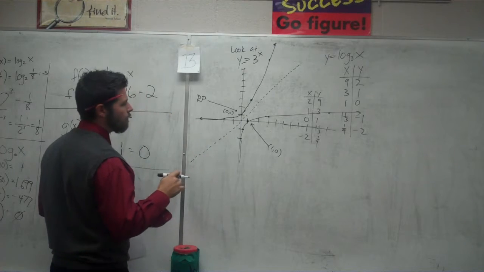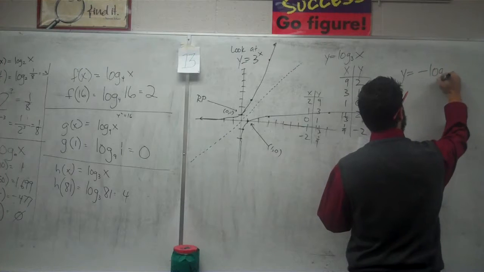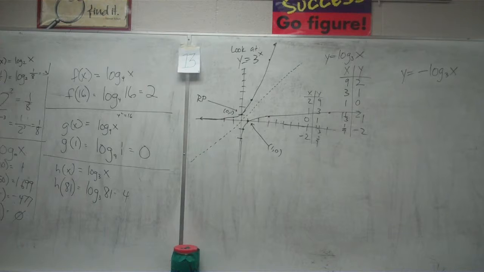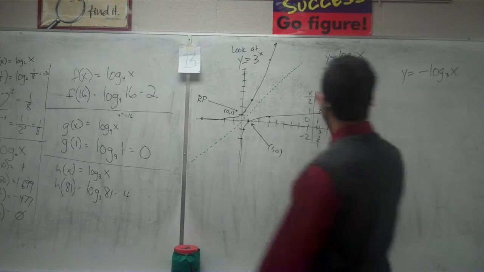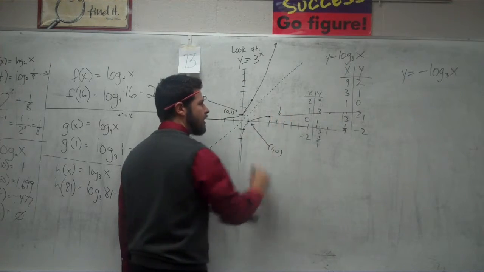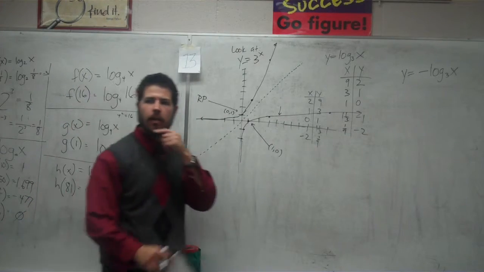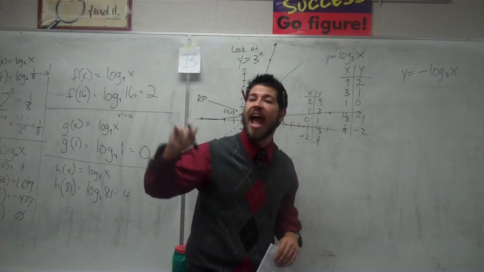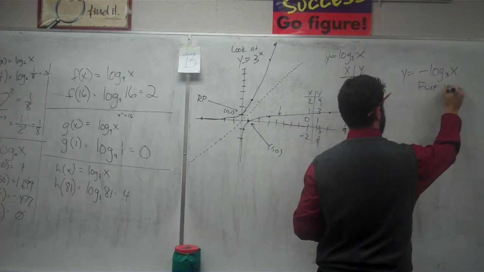So what else are we going to do here? I want to look at a couple more. y equals negative log base 3 of x. Now we don't need to graph this right now. But I need you to remember something called a transformation. What does log base 3 of x look like? It looks like this. What if I put a negative out in the front? What's going to happen? Flip it. Flip over, right? And I can't just say flip over. I have to say flip over which axis? The x-axis. So I can just say here: flip x. Okay?